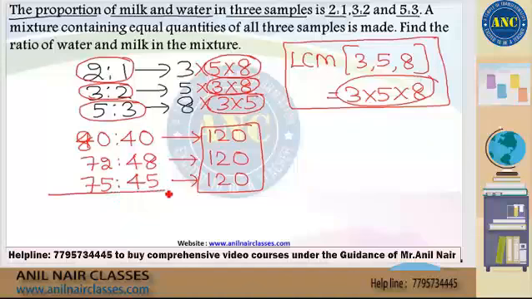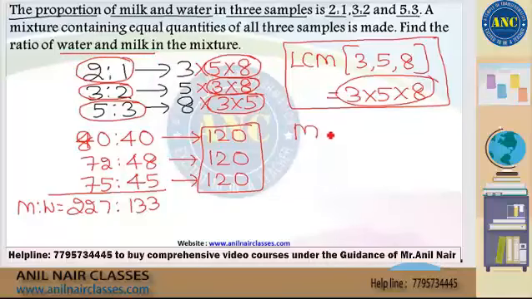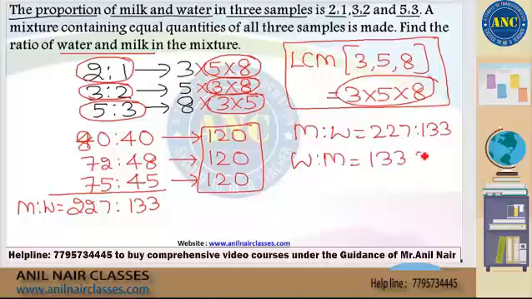Now, the resultant is what they are asking. Find the ratio of water and milk in the mixture. 80 plus 72 plus 75 is 227. 40 plus 48 plus 45 is 133. This is the milk and water ratio. The question is asked for the water and milk ratio. Reverse it. Milk and water is 227:133, so water and milk should be reversed. It is 133:227. This should be my answer.